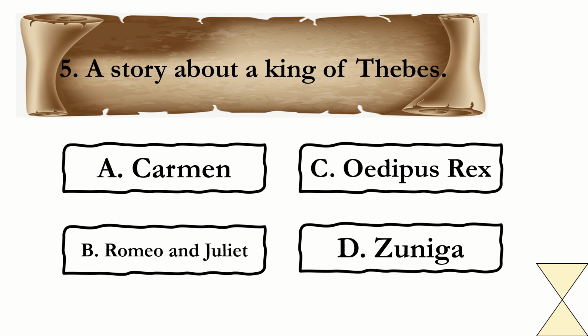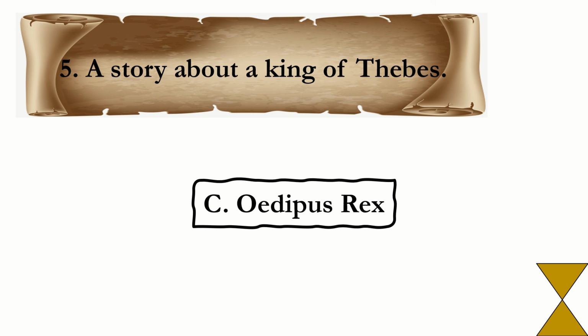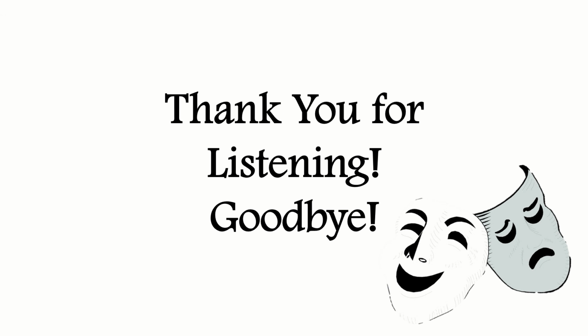Sophocles. 5. A story about the king of Thebes. A. Carmen, B. Romeo and Juliet, C. Oedipus Rex, D. Zuniga. The correct answer is C. Oedipus Rex.